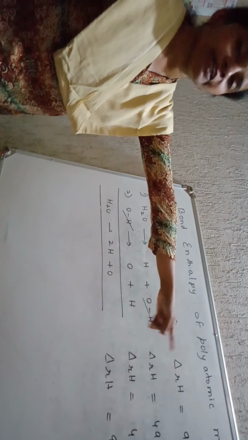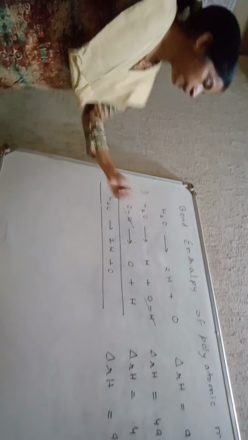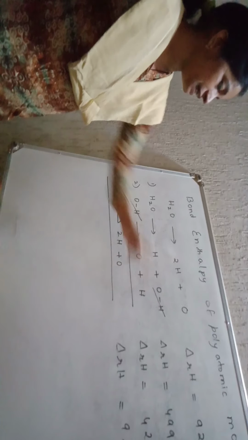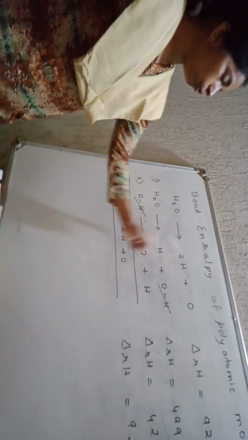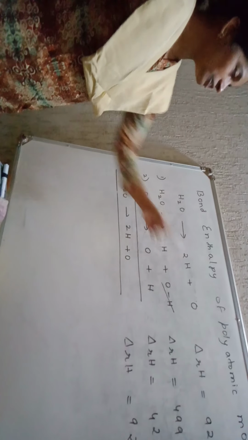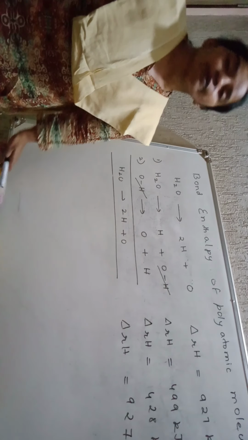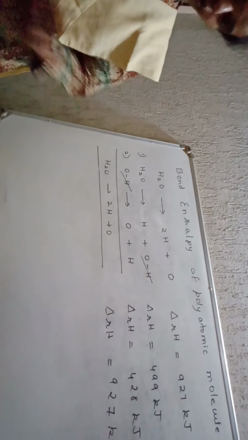The corresponding enthalpy is 499. OH breaks further, so we get H2O equal to H plus H, 2H, and O as it is. OH being on opposite sides, it balances. The net enthalpy of the reaction is 927 kilojoules. Are you okay here, students? This is bond enthalpy.